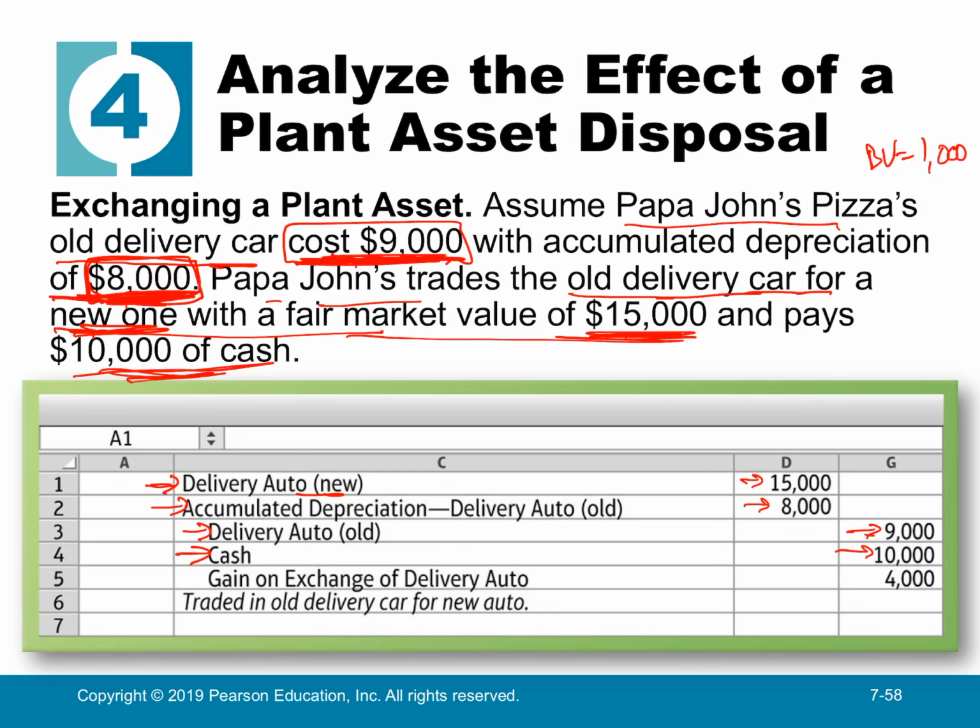So when all is said and done here, we have debits of $23,000 and we have credits of $19,000. What's the plug? Well, it's the gain or loss. In this case, it's a gain of $4,000 because we need to credit $4,000 in order to make our credits equal to $23,000. So that's my approach to a problem like this. It's a big journal entry with a lot of accounts, but if you just take it step by step, it's definitely doable. And the transaction here is trading in an old delivery car for a new one.